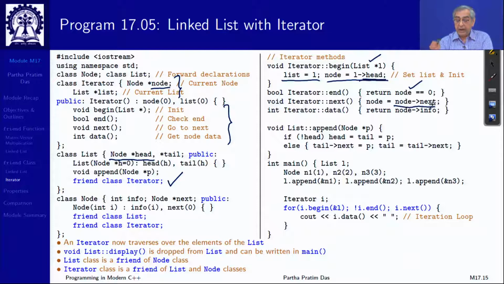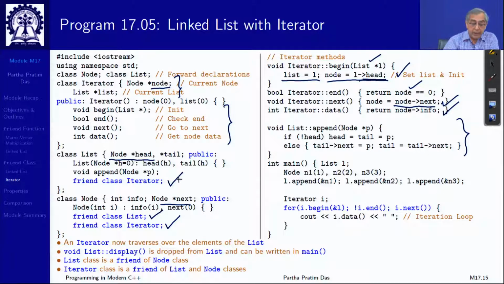In the next one, I need to access the node pointer next, which is private data of the node class. So, iterator must be a friend of node. So, iterator is a friend of list as well as a friend of node, and friend of node is needed for these two member functions of iterator, and friend of list is needed for this one. Similarly, I have an append function which I have seen before, which needs that list is a friend of node.